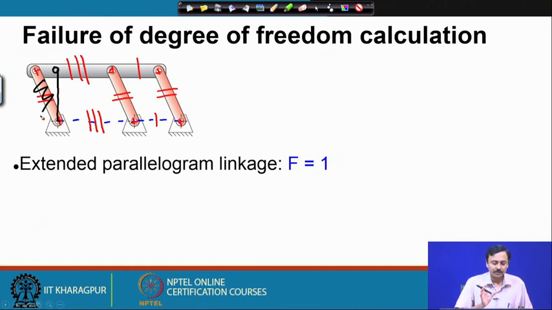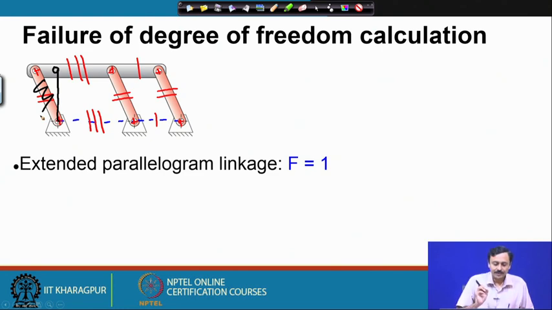So, when you have to design such things, you have to be very careful with the dimensional tolerances. If the degree of freedom calculation says that your system has 0 degree of freedom, yet you are thinking it will move, or you are designing it to move, then you have to be very careful with the design and its manufacturing.